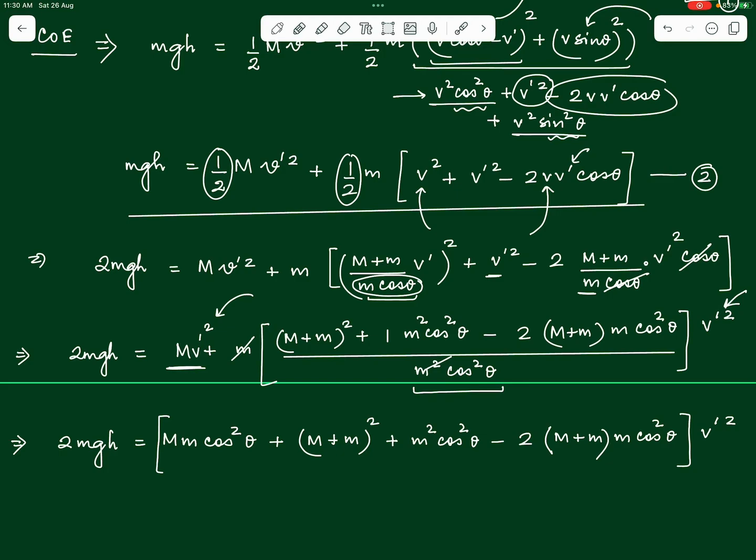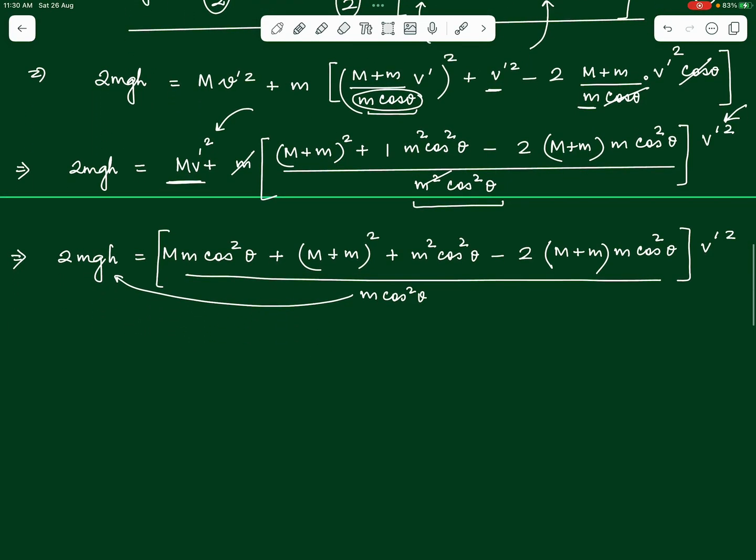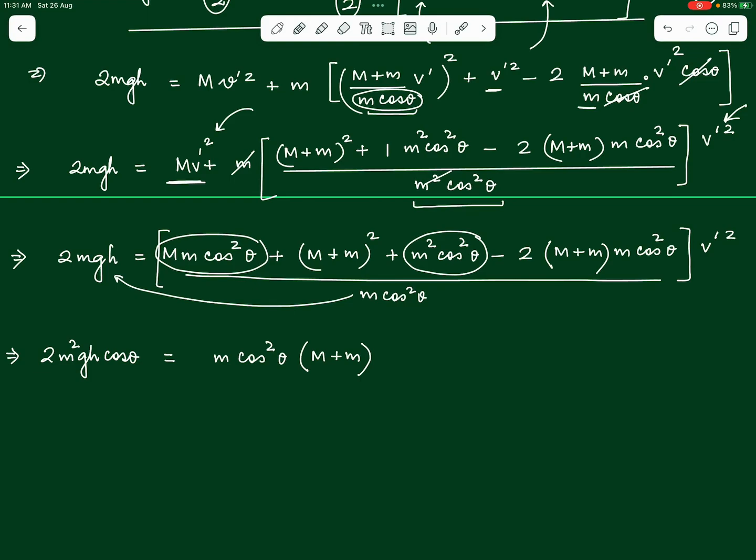And now what we do is, the term that we have in the denominator, what is there in the denominator? M cos squared theta. Let us take this term onto the left side of the equation, so that we get 2 m squared gh cos theta on the left hand side, and on the right hand side now we will start working with the terms. So on the right hand side, see carefully that this term and this term, the first term and the third term, we can take an m cos squared theta out common, and we are left with M plus m inside the bracket, right. So this is what we will get in the first and the third term together.